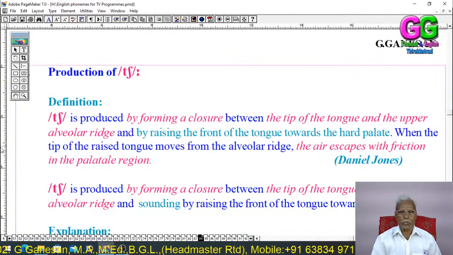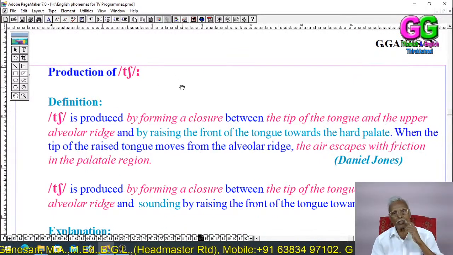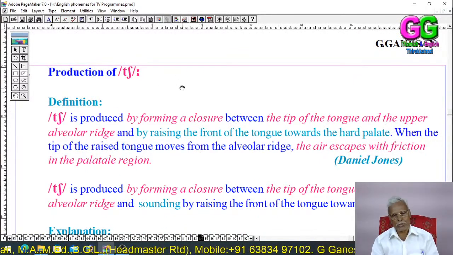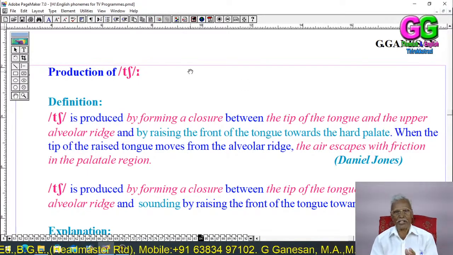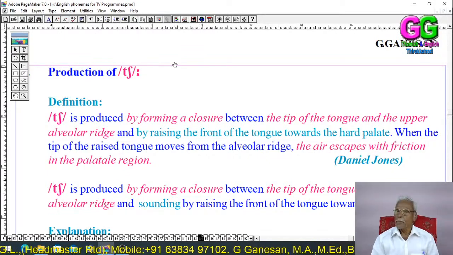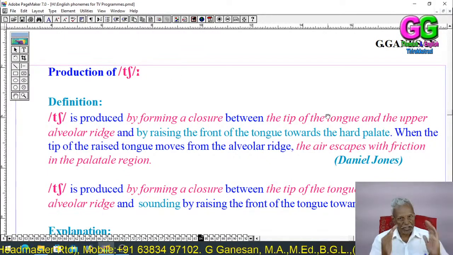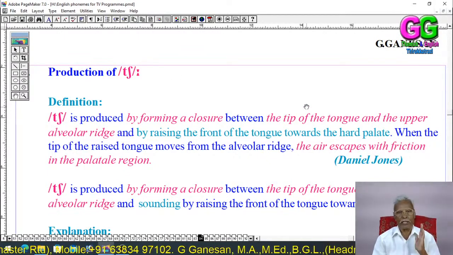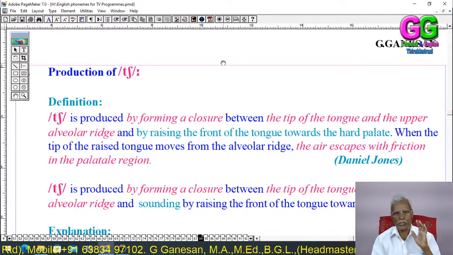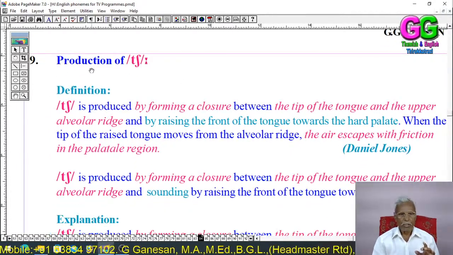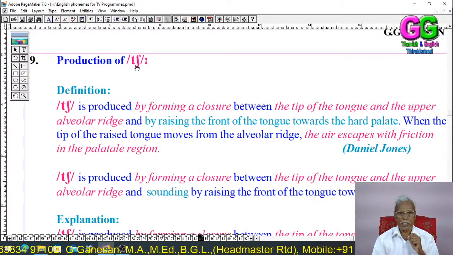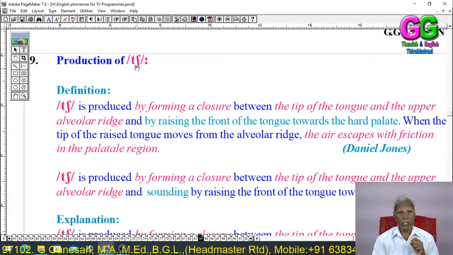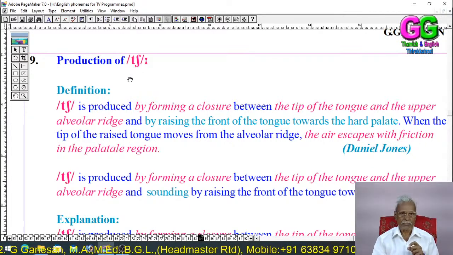Now we are going to see the other two phonemes, the two palato-alveolar affricates. We are going to say how they are produced. Production of each. The name of this phoneme is each.